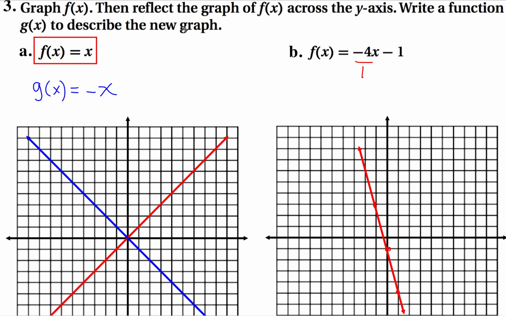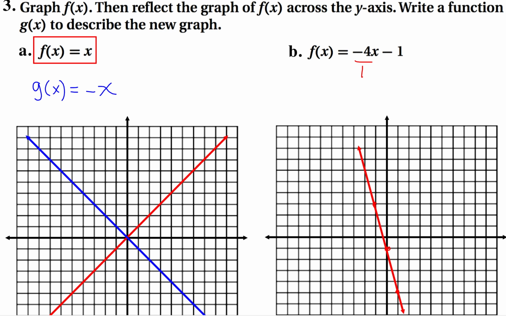Now we want to write an equation for the line that is reflected across the y-axis. So this will have a positive slope. So g(x), remember we only need to change the slope, would equal positive 4x minus 1. So it has the same y-intercept, but this time we're going to go up 4 and right 1, or down 4 and left 1. So that's our slope there.